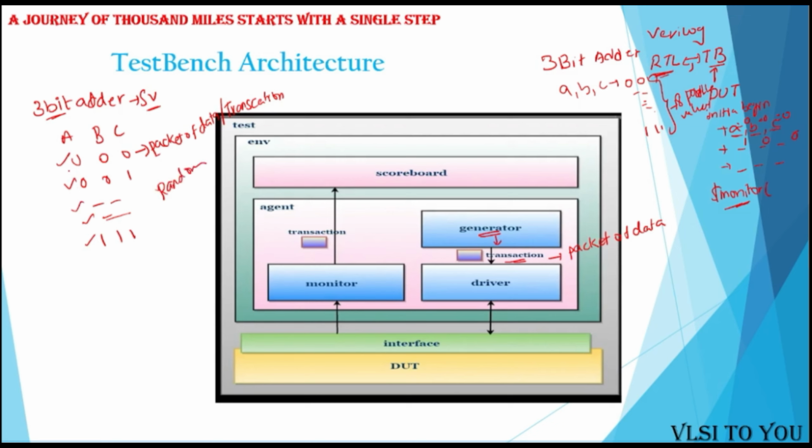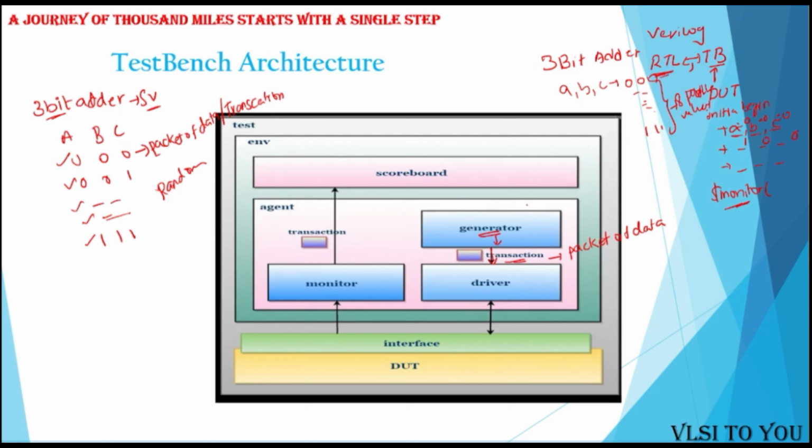Got my point? So this is what is happening here. The generator will be generating the transactions by using the randomization technique. You are not manually doing anything. The generator works based on the code that you are writing. I will also explain how you are going to write the code within all these blocks. Don't worry about that.